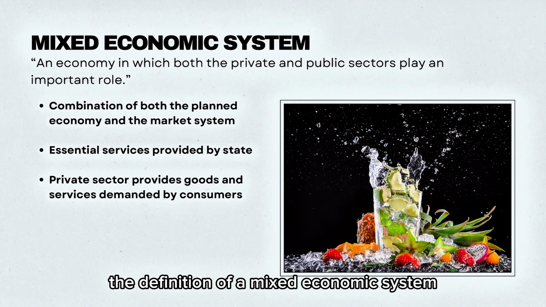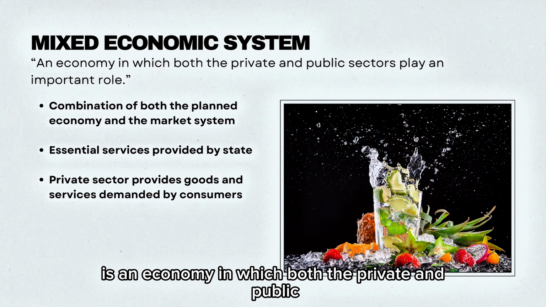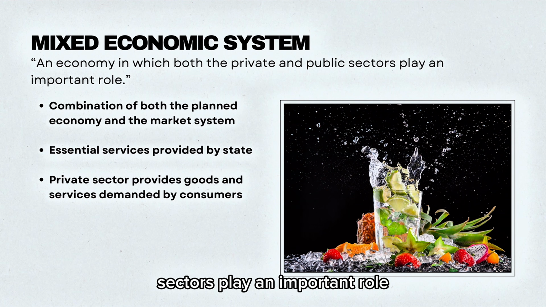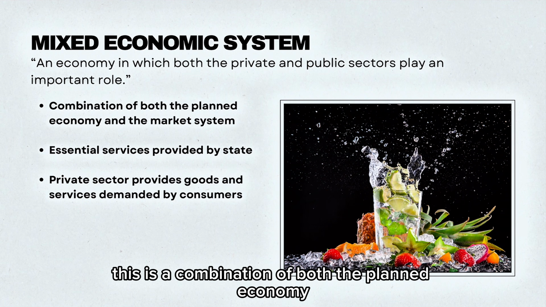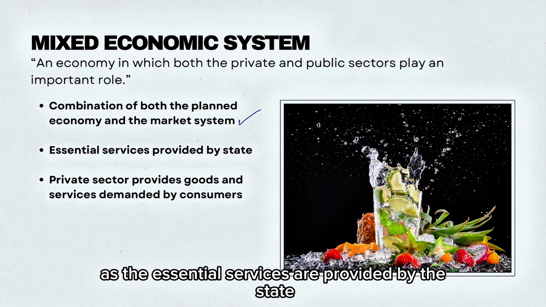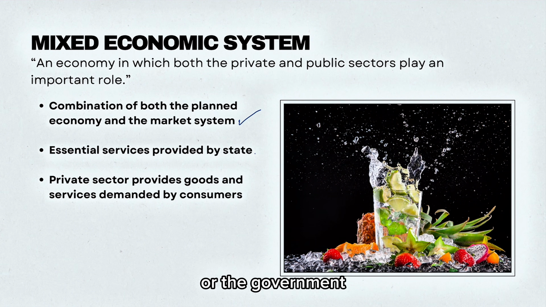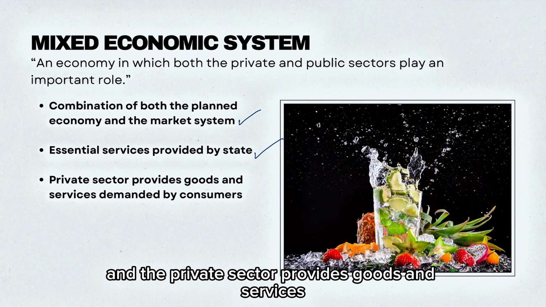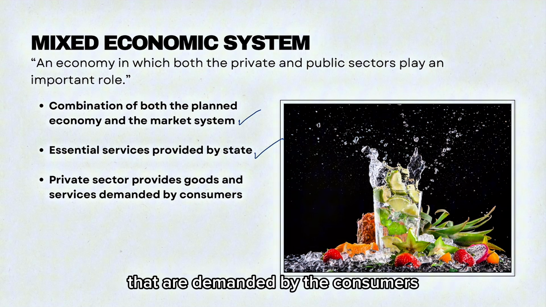The definition of a mixed economic system is an economy in which both the private and public sectors play an important role. This is a combination of both the planned economy and the market system that we previously learned, as the essential services are provided by the state or the government, and the private sector provides goods and services that are demanded by the consumers.